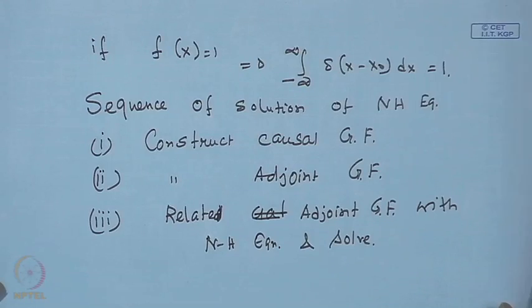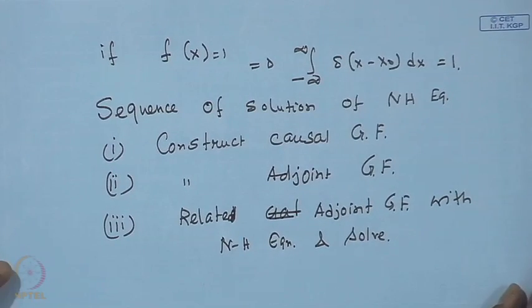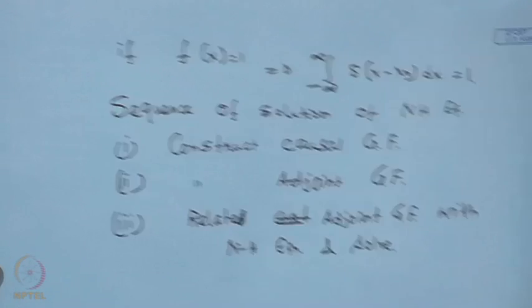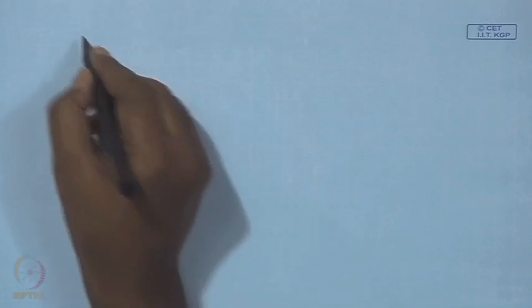Now, let us do one small exercise to find out the relationship of adjoint Green's function and causal Green's function.